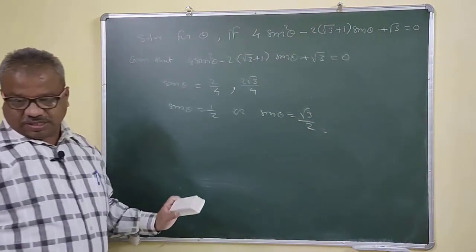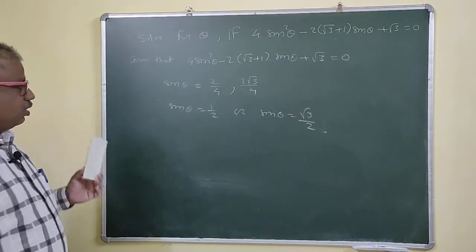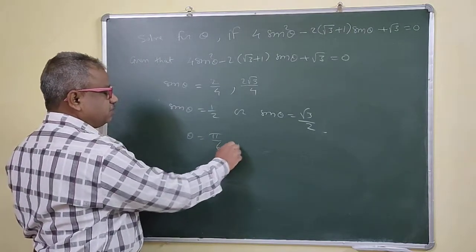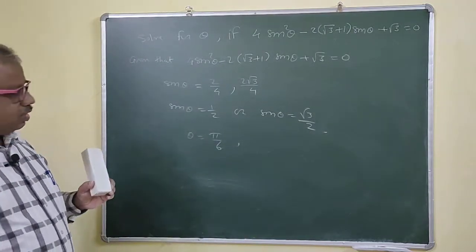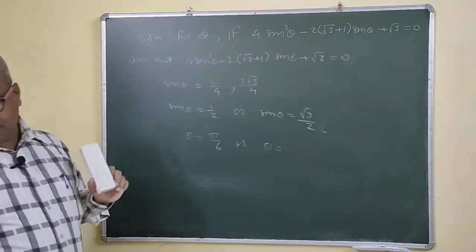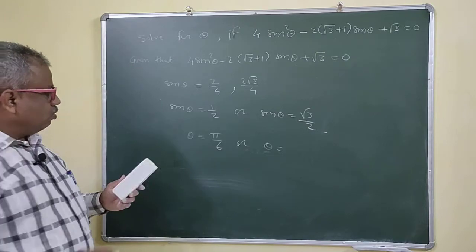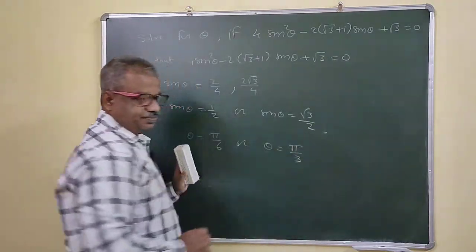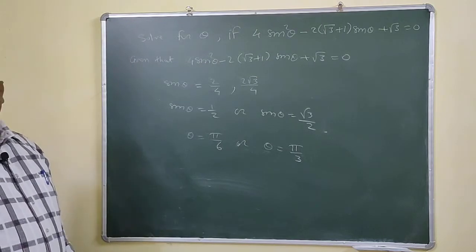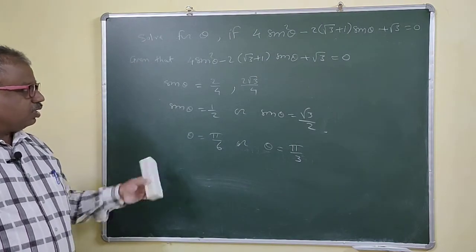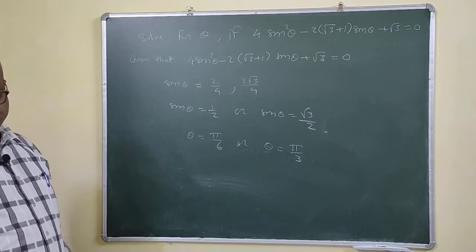Now both are permissible, right? So if sin theta is half, then theta is equal to pi by 6, right? Or if sin theta is root 3 by 2, then theta is pi by 3 now. It is 60 degrees, no? Pi by 3, right? Always write the value in terms of radian measure. It's better to write the value of theta in radian measure.